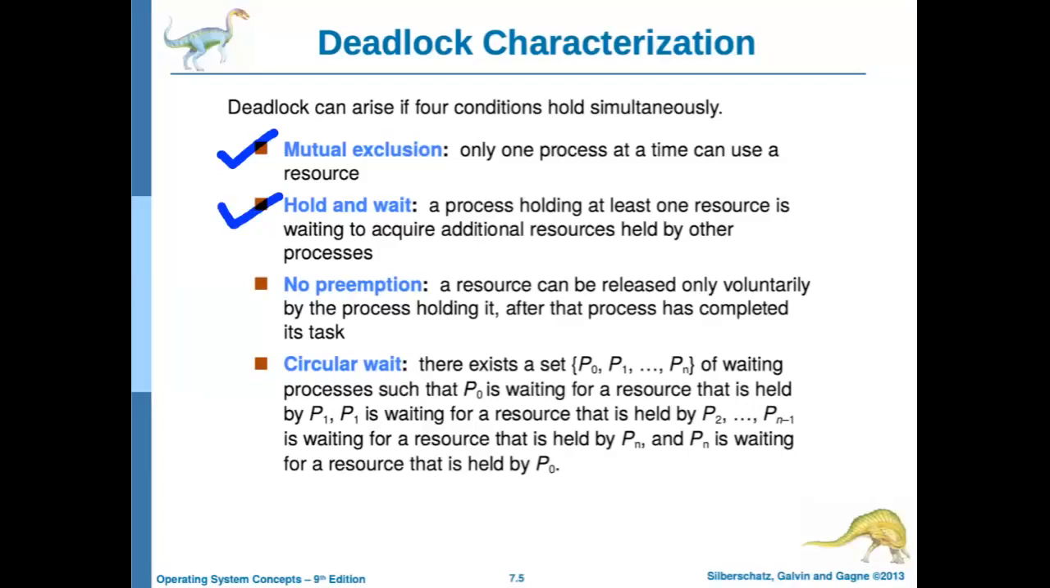Condition number 3 is no preemption. In scheduling also we come across this preemption. That is specifically with the processor, but here it is in general for any resource. The meaning of no preemption is that a resource can be released only voluntarily by the process holding it, not forcefully. Remember, not forcefully.